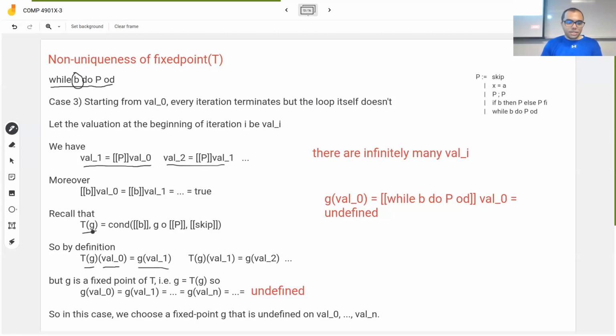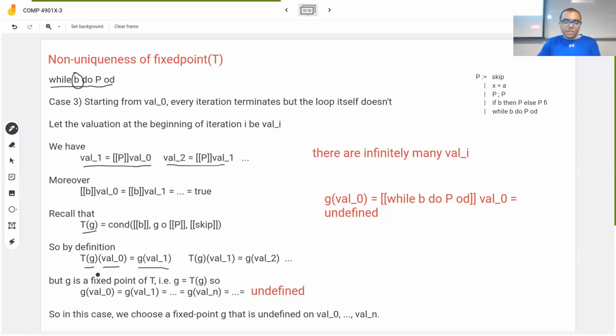Okay, because T of G, if I apply it at val 0, I have to first check if B holds at val 0, and B holds at val 0. So I have to first do P on val 0, which gives me val 1, and then I have to do G on the result. So I get G of val 1. And then the same thing happens. T of G of val 1 is G of val 2, and so on. But again, I have infinitely many of these equations.